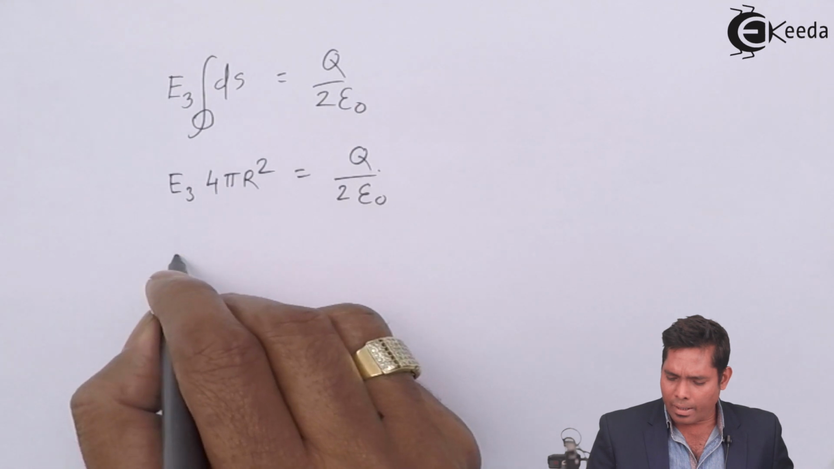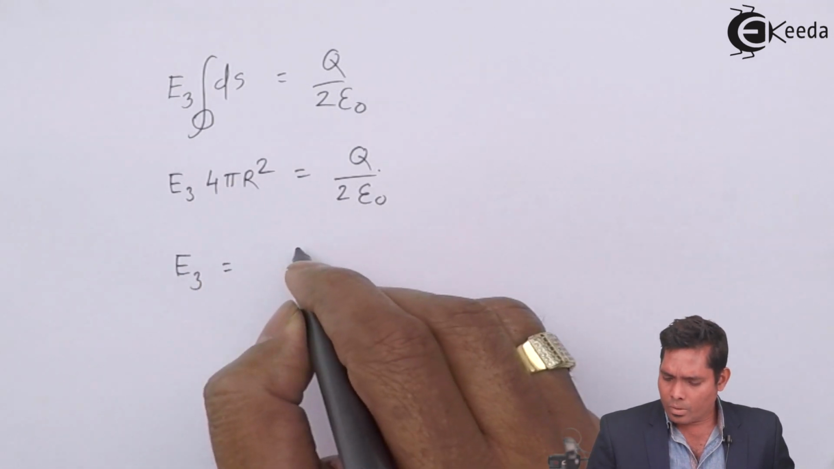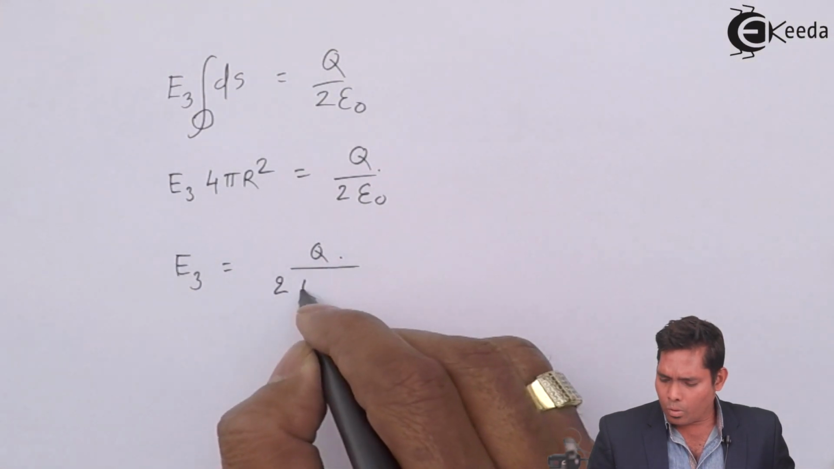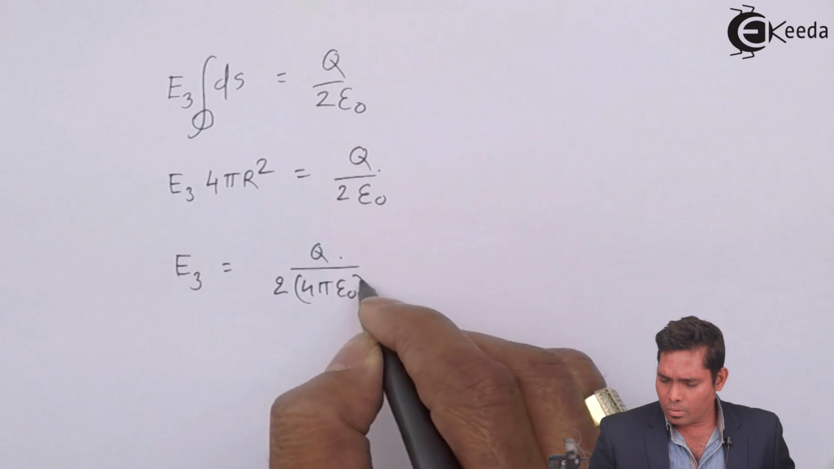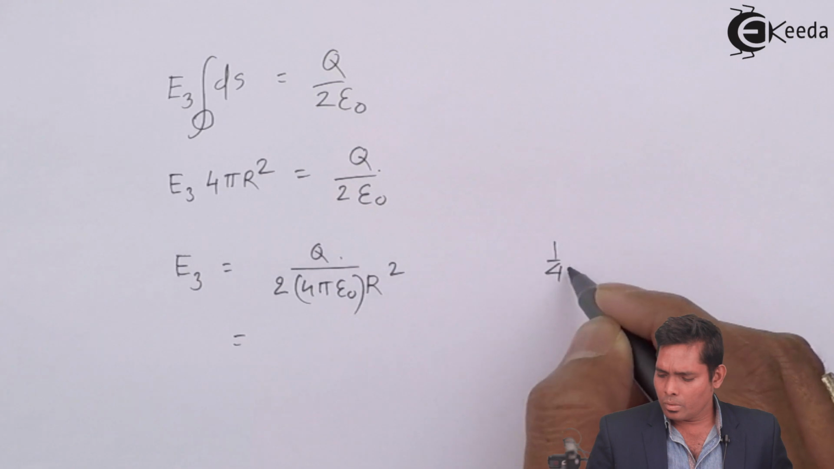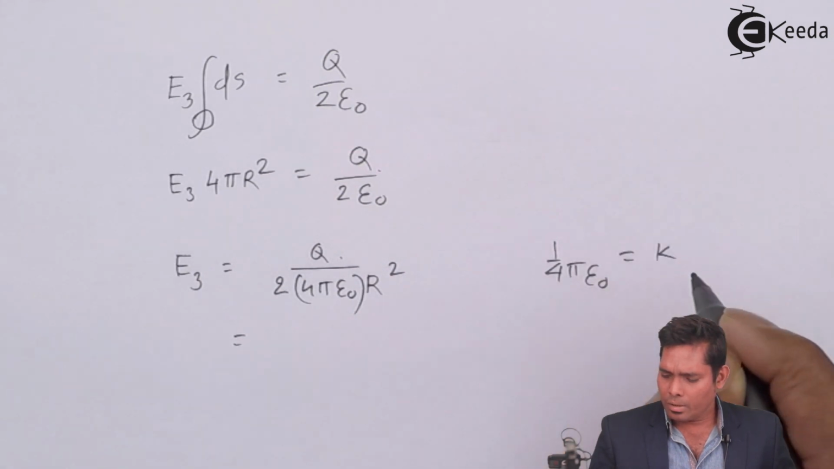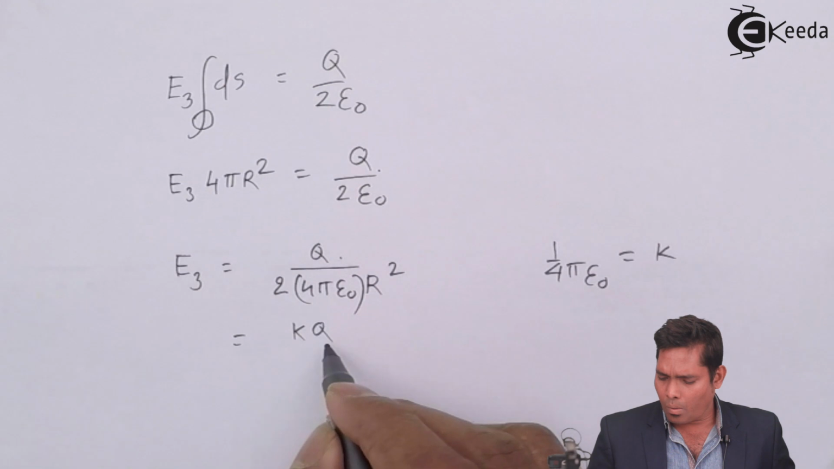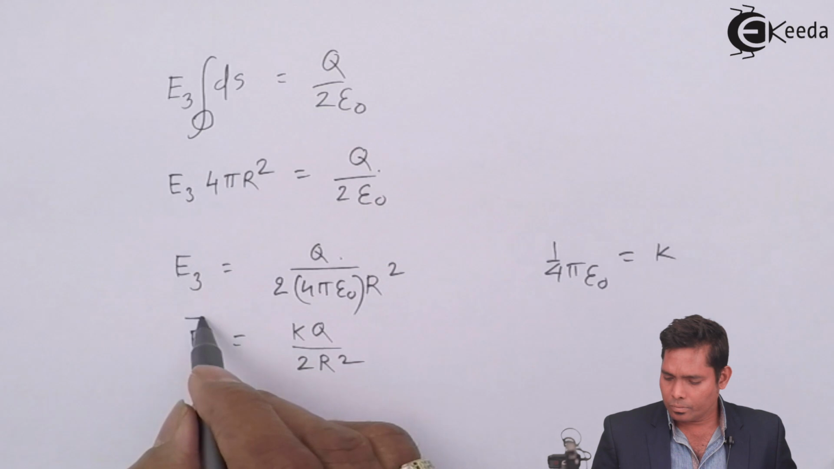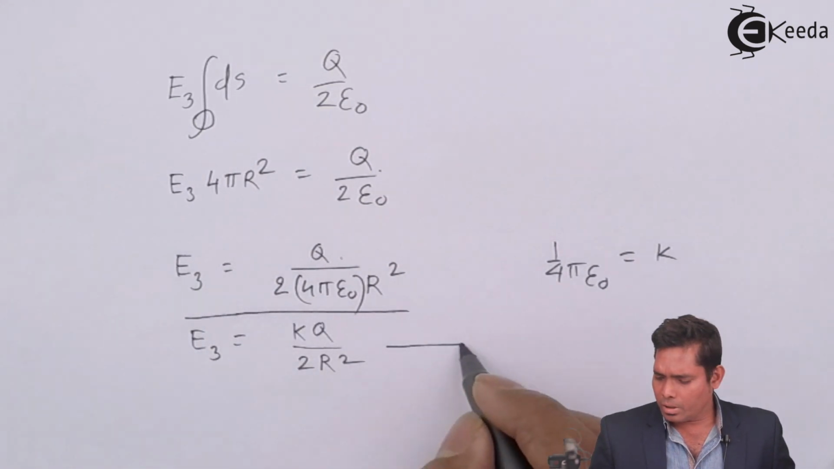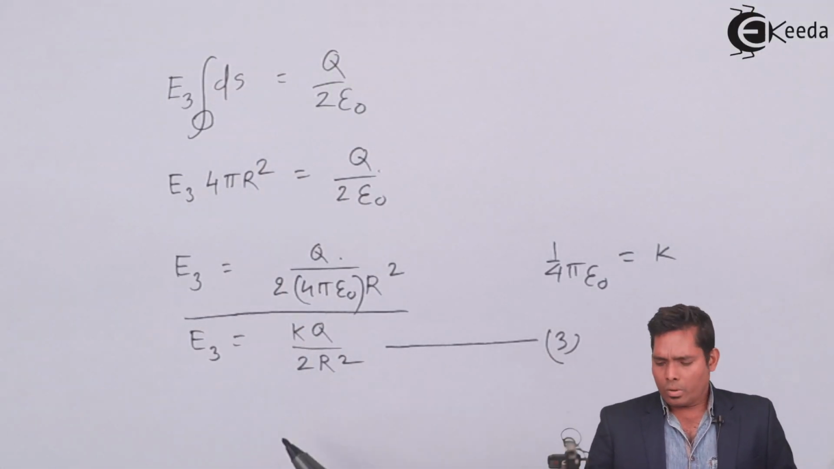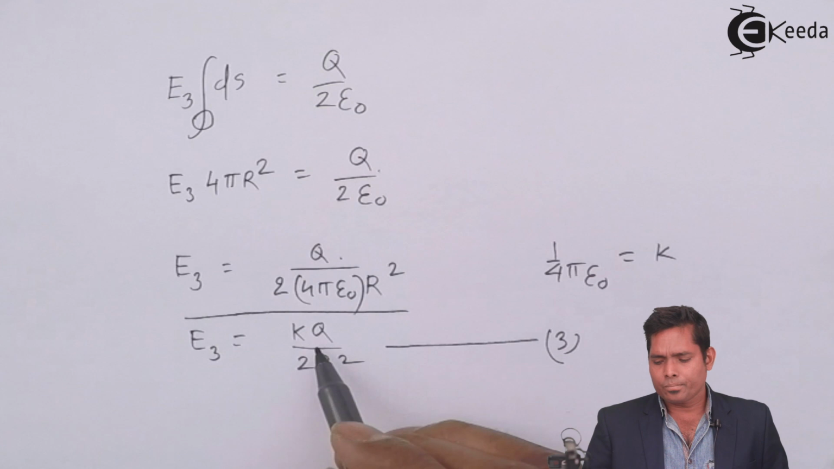So from here I will write E3 as Q upon 2 into 4 pi epsilon naught r square. So 1 upon 4 pi epsilon naught is k. So this is kq upon 2r square. This is equation number 3. So kq upon 2r square.